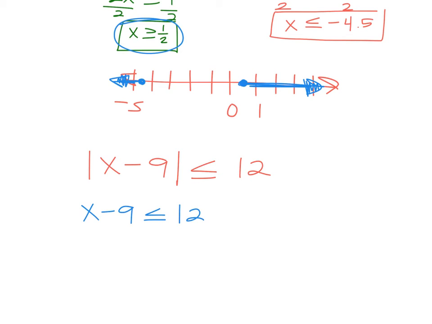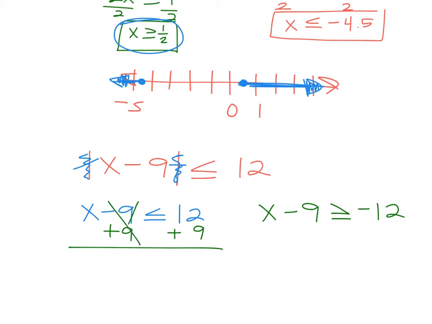Okay, so the first one, like I said, you're just taking away these two bars, right? That's all you're doing on that first inequality. What's the second inequality going to look like? Flip the sign and make it negative. Okay, so really you're doing two steps. Flip the sign, make it negative. Does that make sense? Okay, so if we solve this, we're going to add 9 here, add 9 here. So this is gone. I'm left with x is less than or equal to 21.